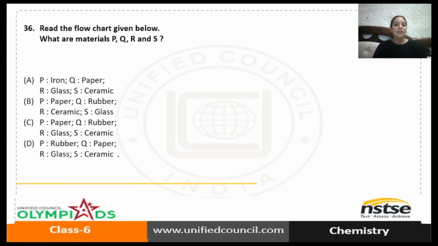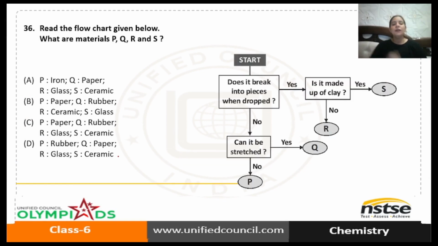Next question says, read the flowchart given below. What are the materials P, Q, R, S? So here we have a flowchart. Let's get started. Does it break into pieces when dropped? So we have one clue. If we say yes, there is some substance which breaks up into pieces when dropped, and there is a substance which doesn't break. So let's go with this first.